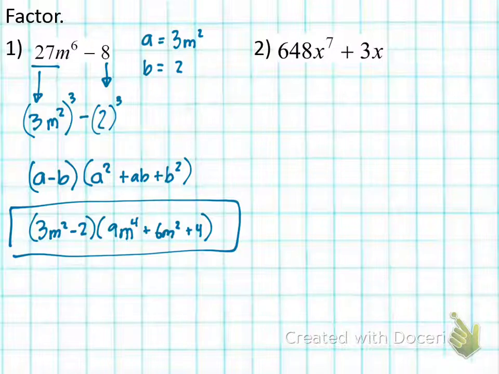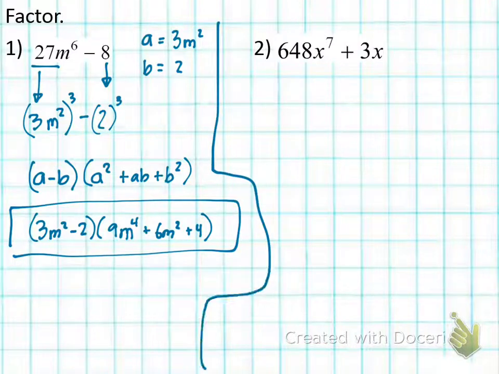Number 2. We got 648x to the 7th power plus 3x. On your steps, it always asks you to check your GCF. So, are there any GCFs here? Well, I'm noticing that in both of these, there is x to the 7th and x to the 1st power, so I could factor an x out of this. And 3 is going to go into 648, so I could factor out a 3 too.